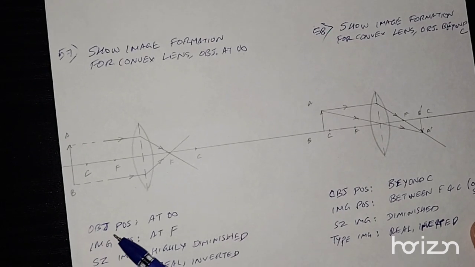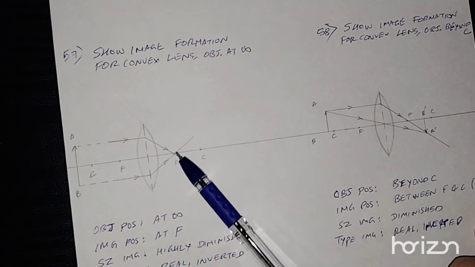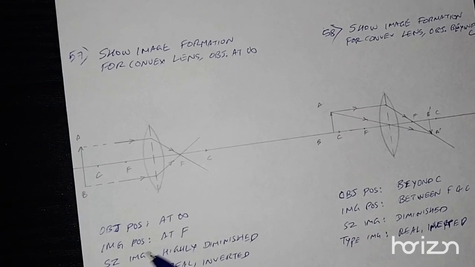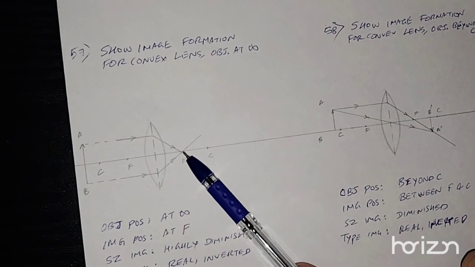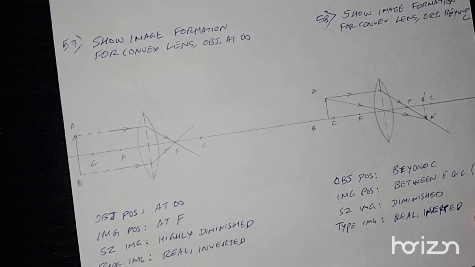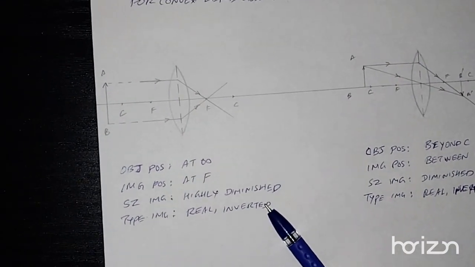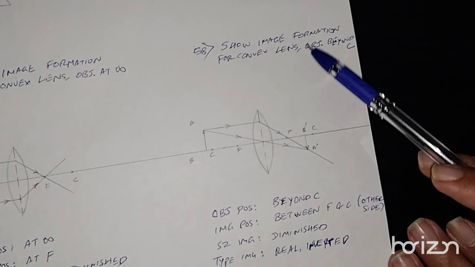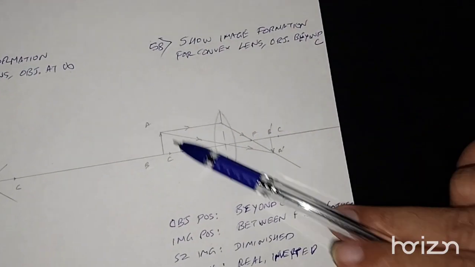So when the object is at infinity, for a convex lens, the image is at the focus and the size of the image is highly diminished, because both point A and point B are getting focused to the same point, and it is real and inverted. Next question, show the image formation for convex lens when the object is beyond C.